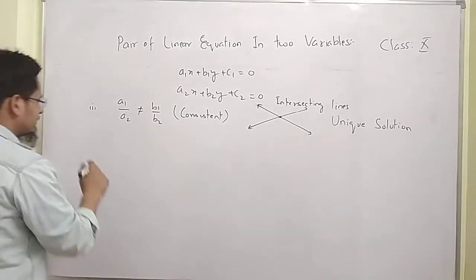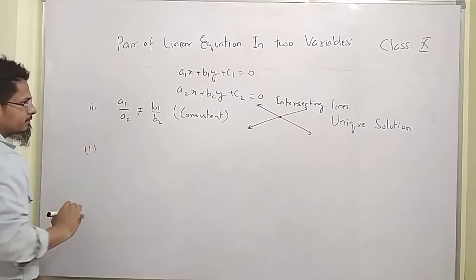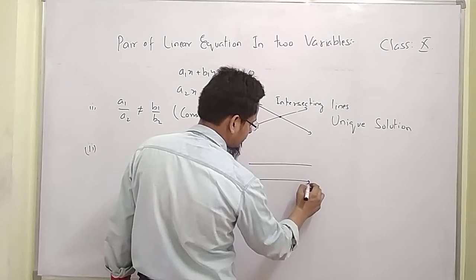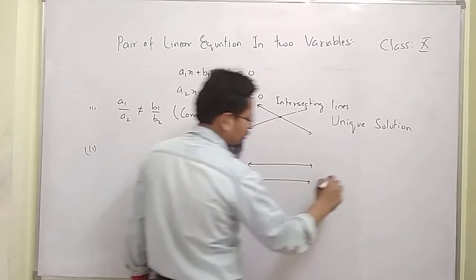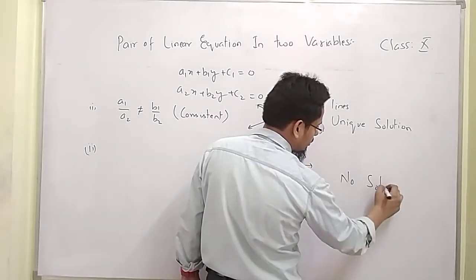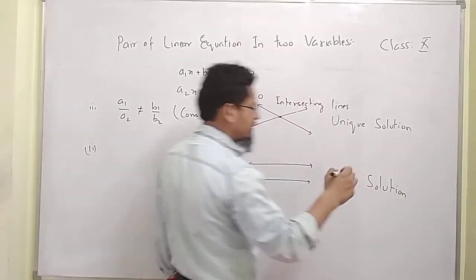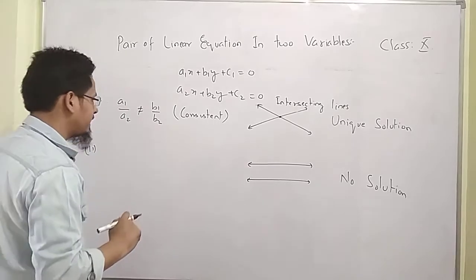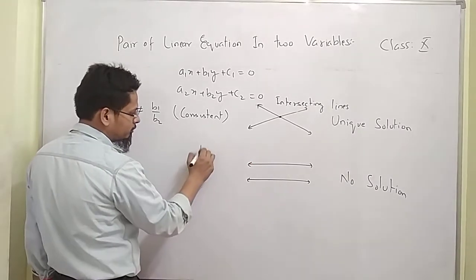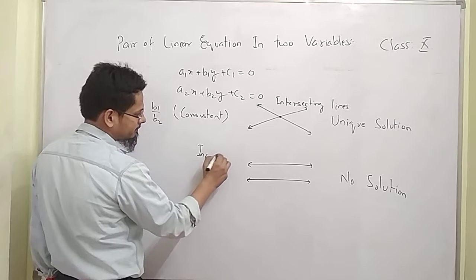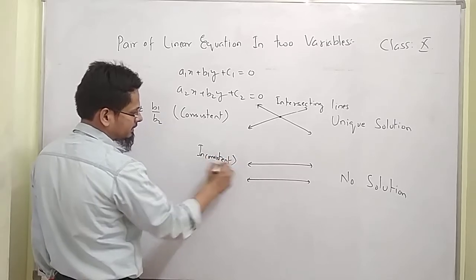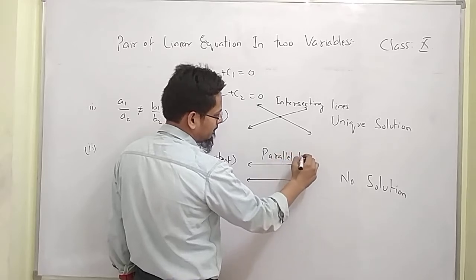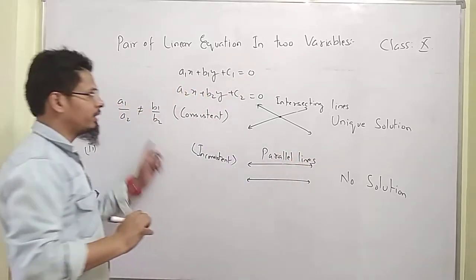Come to the next part, class. The next type is where the lines are parallel. If the lines are parallel to each other, we can say there is no solution, meaning the lines are not intersecting. If the lines are not intersecting, there is no solution. And if there is no solution, the term used here is inconsistent. It is called parallel lines.